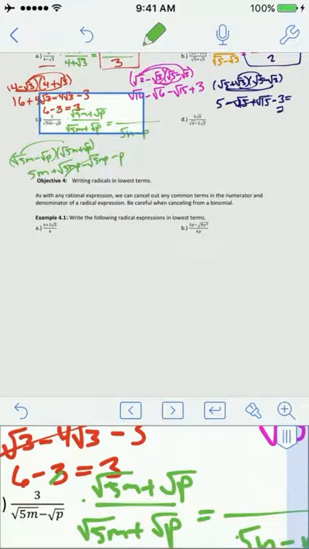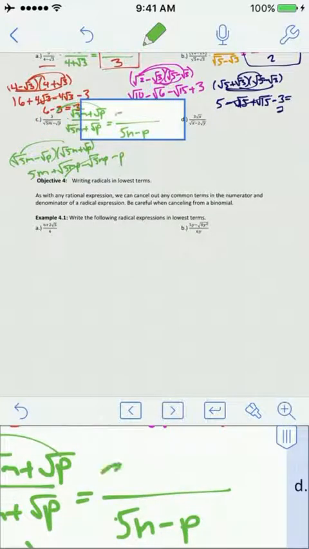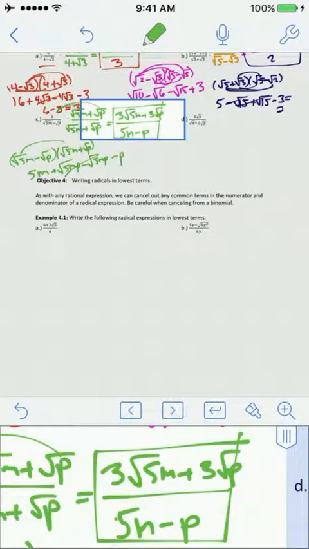For the numerator, we'll just multiply the 3 to everything. So we get 3 root 5m plus 3 root p. That is in simplest form, so there we go.